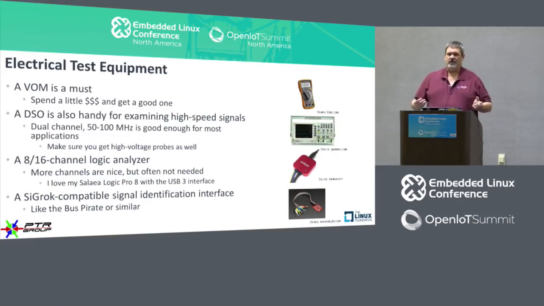Now, electrical test equipment, especially when we're trying to figure out exactly what kind of circuits are in the box and what voltages they're running, a voltmeter is a must. Don't scrimp on these. Spend a little bit of money, get a decent one. A really good one will cost you anywhere from $70 to $150.